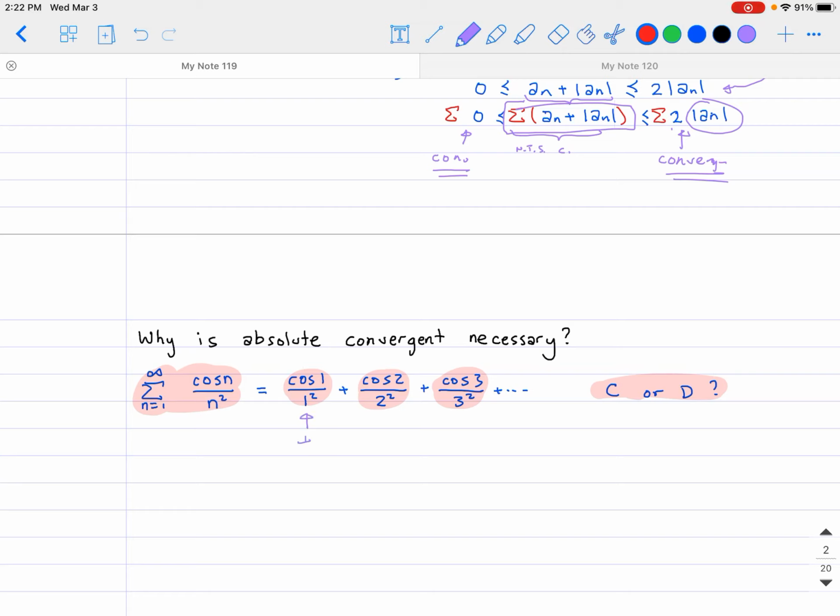This guy right here, that's positive if you were to just plug in the calculator. This guy right here, that's going to be negative because 2 is greater than pi over 2, and that gives me something in quadrant 2. This guy right here, that's going to be negative because we're still in quadrant 2, because 3 is less than pi. And then the next one, if you take the cosine of 4 divided by 4 squared, that's going to be positive.